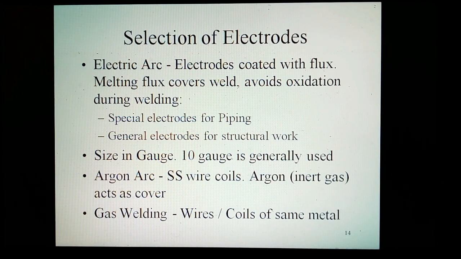For argon arc, SS wire coils are used. Argon, which is an inert gas, acts as a cover. For gas welding, wires or coils of the same metal are used. Gas welding uses welding rods to introduce filler material into a weld. Welding rods for gas welding are coated with a flux material that vaporizes when heated. The vaporized flux displaces air from the weld location so that oxides are not included in the weld.